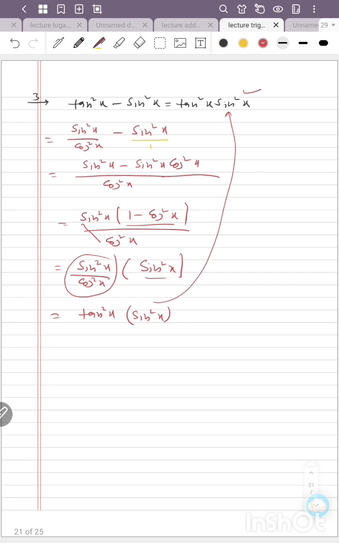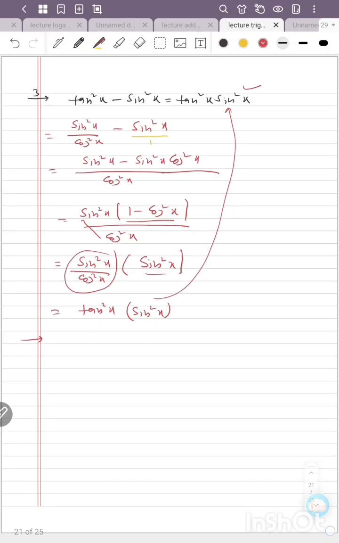Some formulas are given in your formula sheet. You need to understand these questions. Okay, next one: we start another level of questions, 1 over cos.